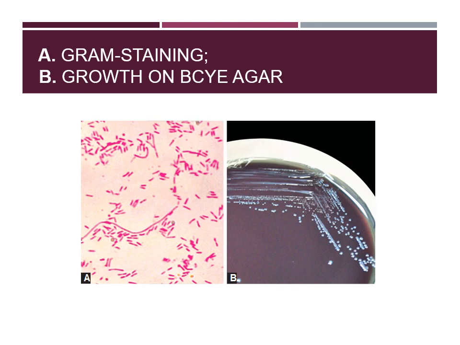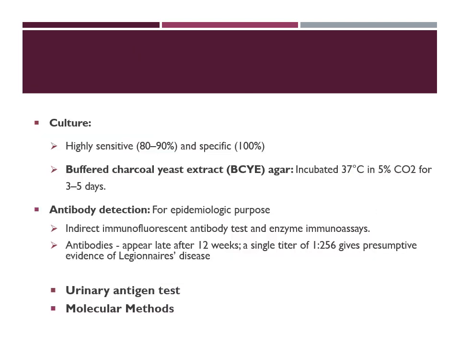So this is the picture on gram staining. You can see the gram-negative bacteria, and that is the growth on buffered charcoal yeast extract agar. For culture we can go for buffered charcoal yeast extract agar. We need 5% CO2 for that, and it takes 3 to 5 days to grow.